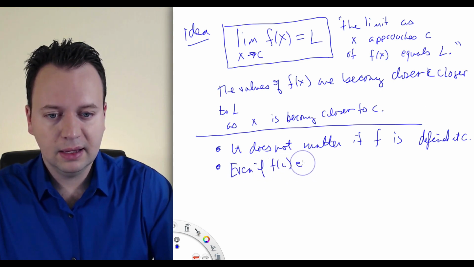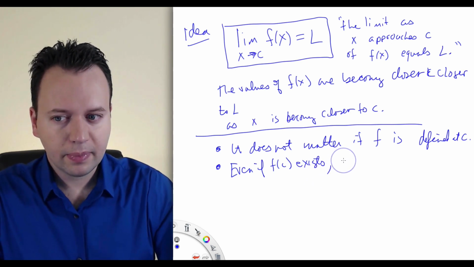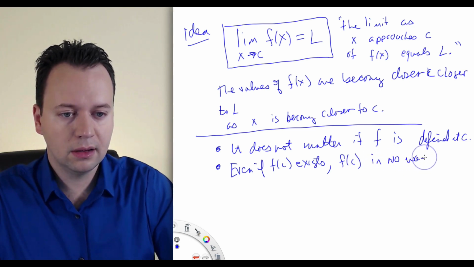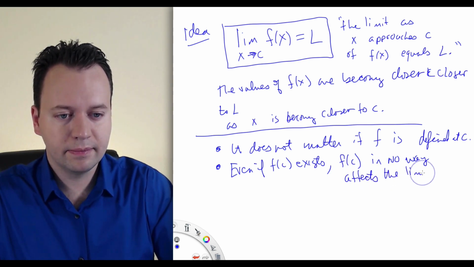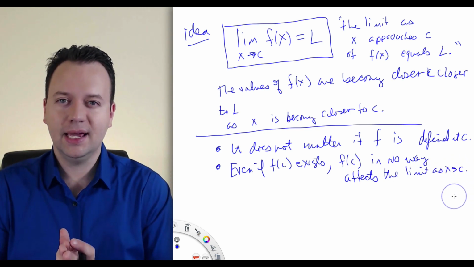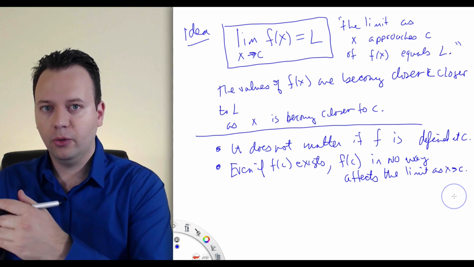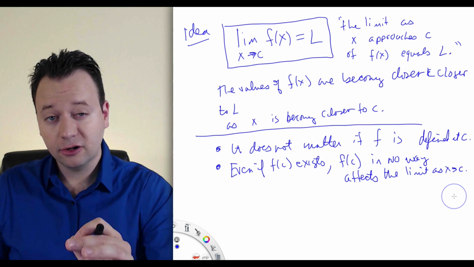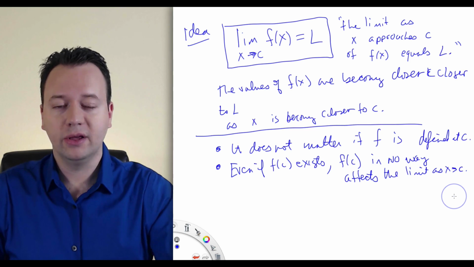The second point to keep in mind: even if f is defined at c, so even if f of c exists, in other words, even if f is defined at x equal to c, the value f of c in no way affects the limit as x approaches c. So what's happening at the point c is completely independent of the limit. When you're asking the question, what is the limit as x approaches c of f of x, the actual value at x equal to c is irrelevant. So you don't consider that at all when computing the limit.